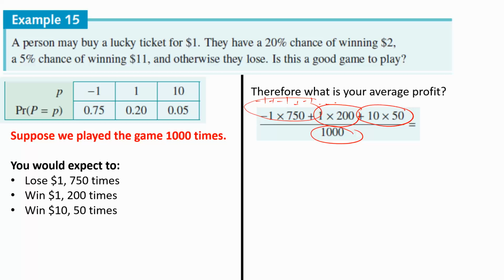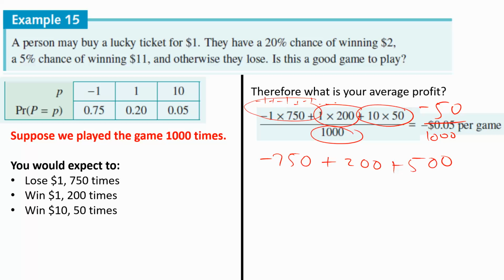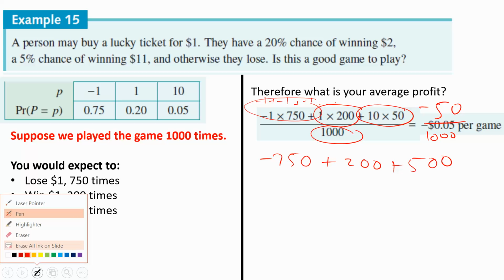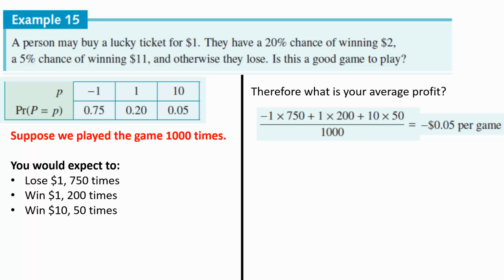So in total, if you work that out, you've actually lost $750 plus $200 plus, what's that, 500. Work it out. That means you get 50 out of 1,000, minus 50 out of 1,000, minus 50 out of 1,000. And so that implies, if we work out the percentage of the probability, -50 out of 1,000, which is the average, implies that I'm losing 5 cents for every game on average.